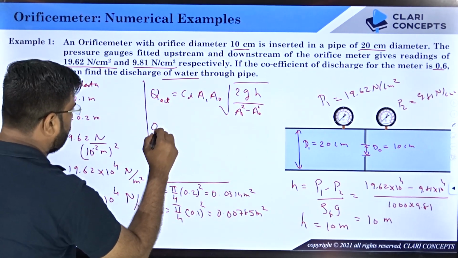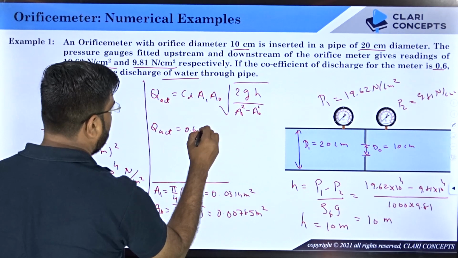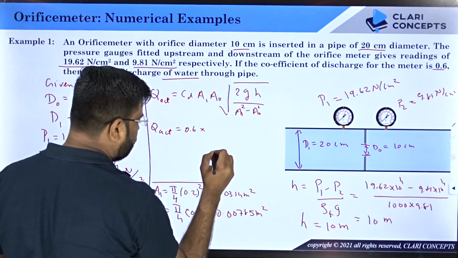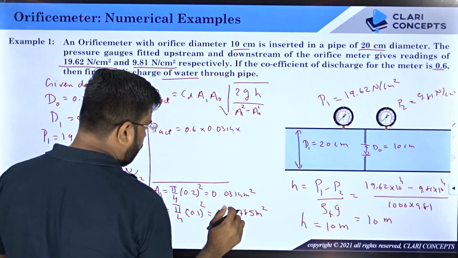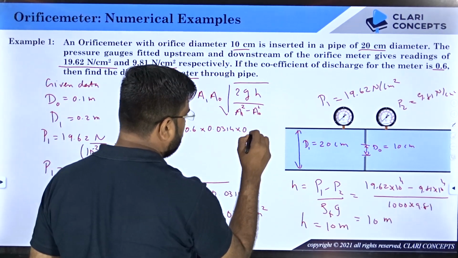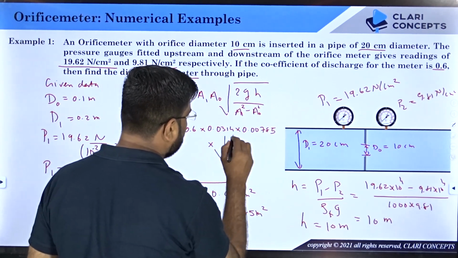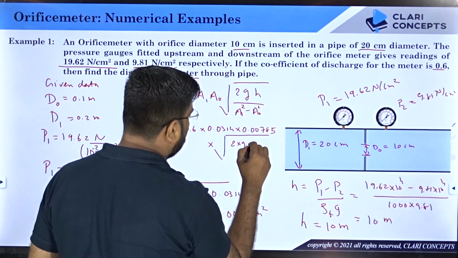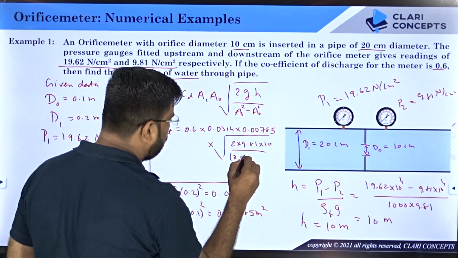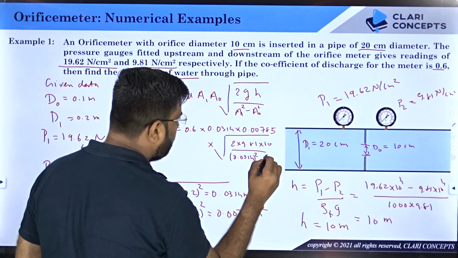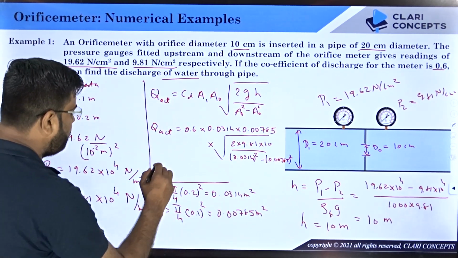Yes. Let me find out the actual flow rate. CD is 0.6. Area 1 is 0.0314, area 2 is 0.00785, into under root of 2 into 9.81 into 10, divided by area 1 square, 0.0314 square, minus 0.00785 square. Let me find the answer of this Q actual.